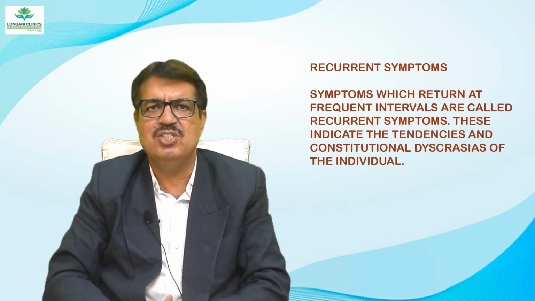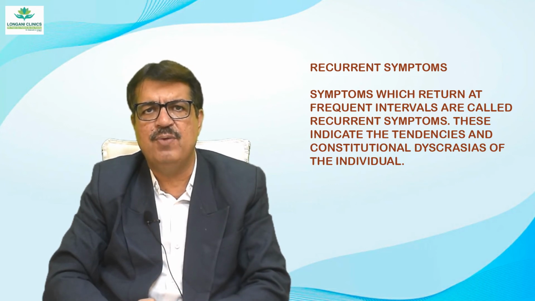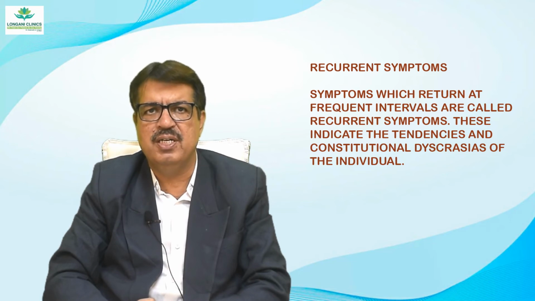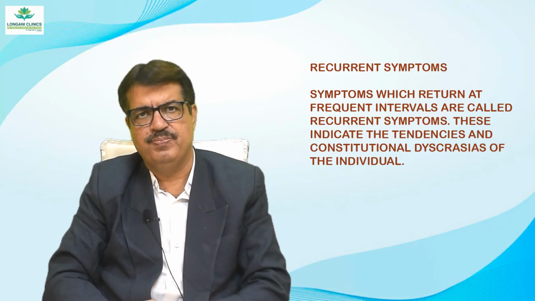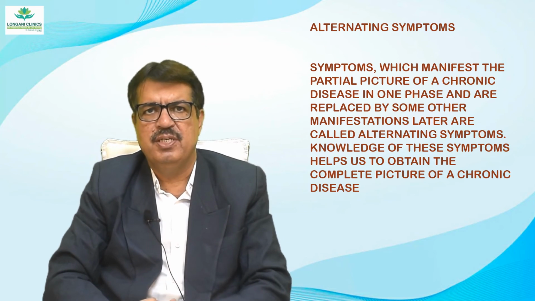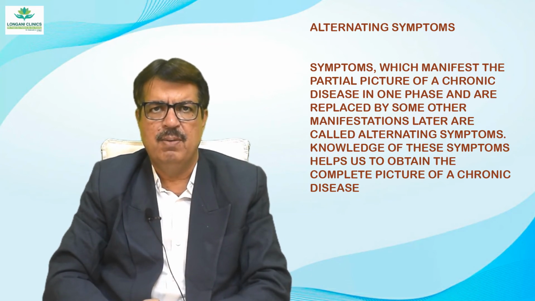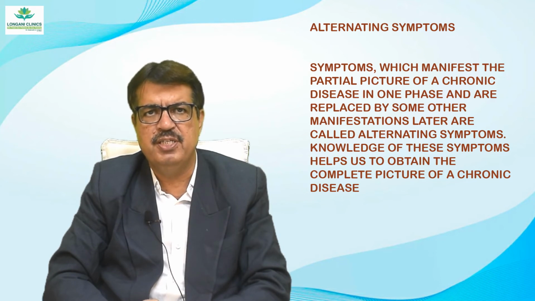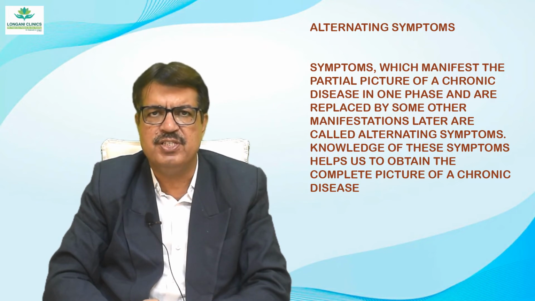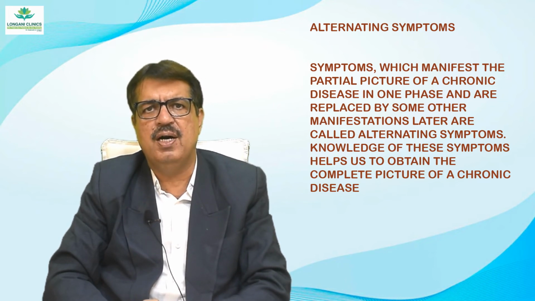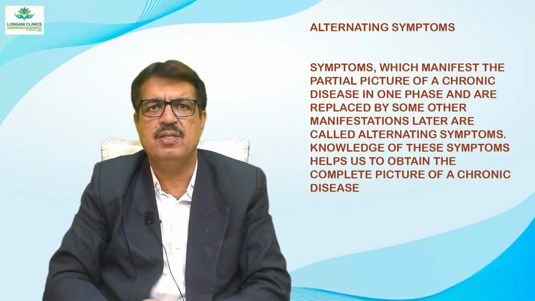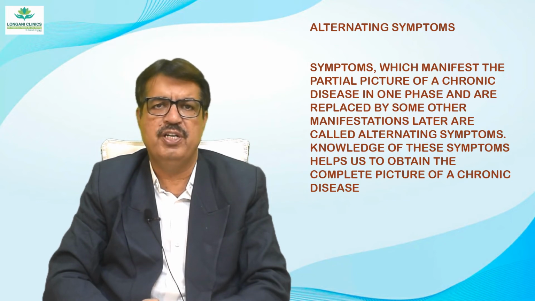Now we will see the recurrent symptoms. Symptoms which return at frequent intervals are called recurrent symptoms. These indicate the tendencies and constitutional dyscrasias of the individual. Now see the alternating symptoms. Symptoms which manifest the partial picture of a chronic disease in one phase and are replaced by some other manifestation later are called alternating symptoms. Knowledge of these symptoms helps us to obtain the complete picture of a chronic disease.